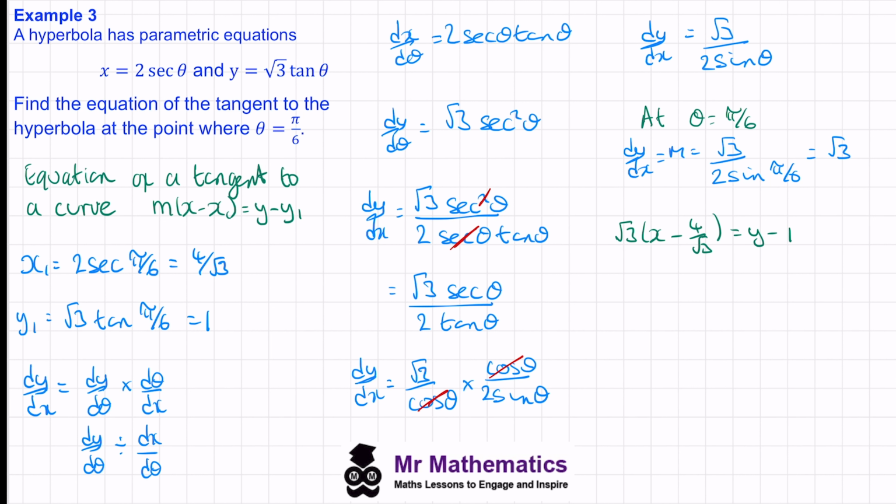We'll multiply out by this root 3. So we get root 3x minus 4 will equal y minus 1. And then we'll move the negative 1 to the left-hand side. So y will equal root 3x minus 3.